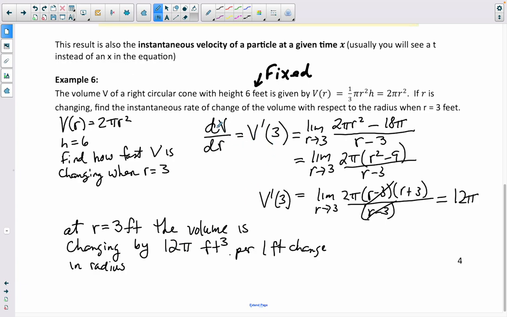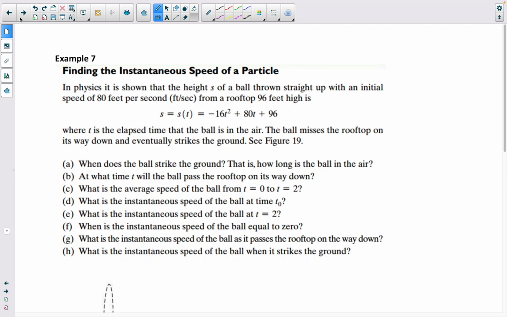All right, because we're comparing it to the radius, so that is important here, right? So dV/dr is a change in volume and a change of radius. So we're changing by 12 pi cubic feet, which is about 37.7 feet cubed per 1 foot change in radius. That is the instantaneous rate of change. All right, so going back to example 7.